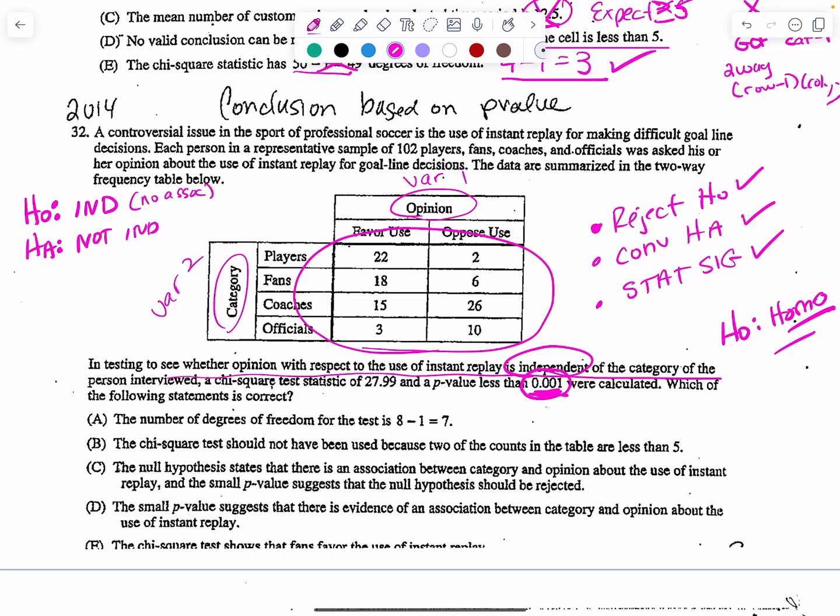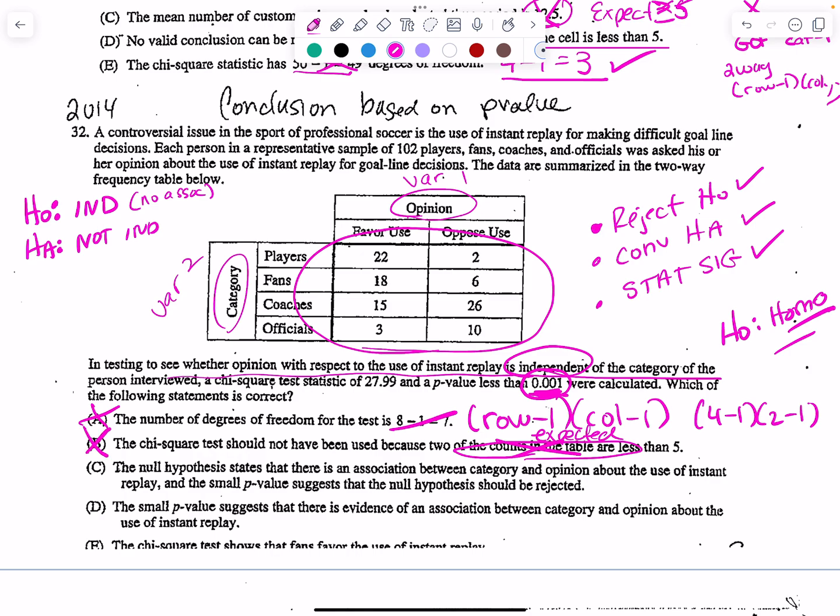The number of degrees of freedom is 8 minus 1 is 7. No, for a chi-squared 2-way test, it's row minus 1 times column minus 1, which is going to be 4 minus 1 times 2 minus 1, which is clearly not 7. Chi-squared test should not have been used because 2 of the counts are less than 5. Again, this is not these, it's expected counts that I have to watch out for.